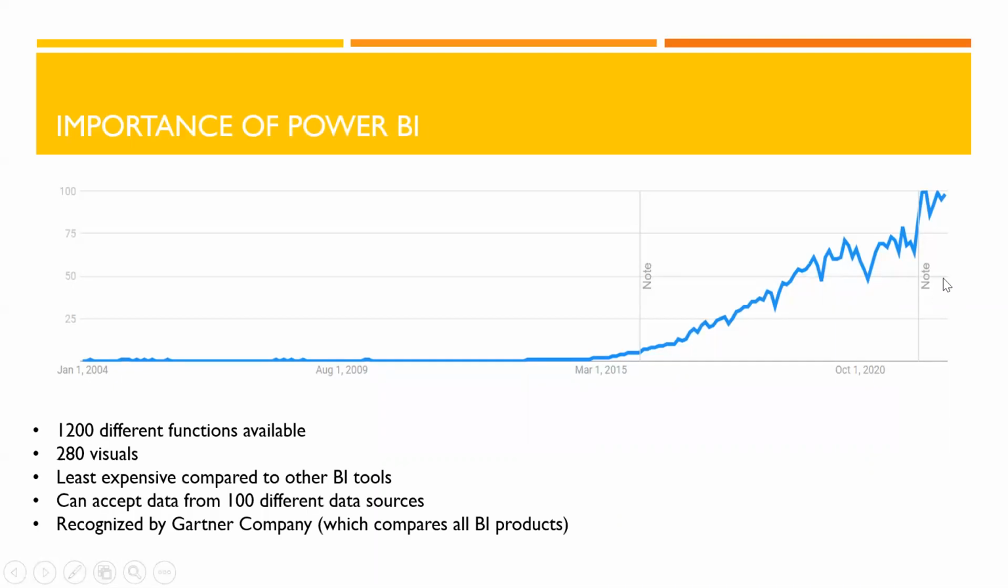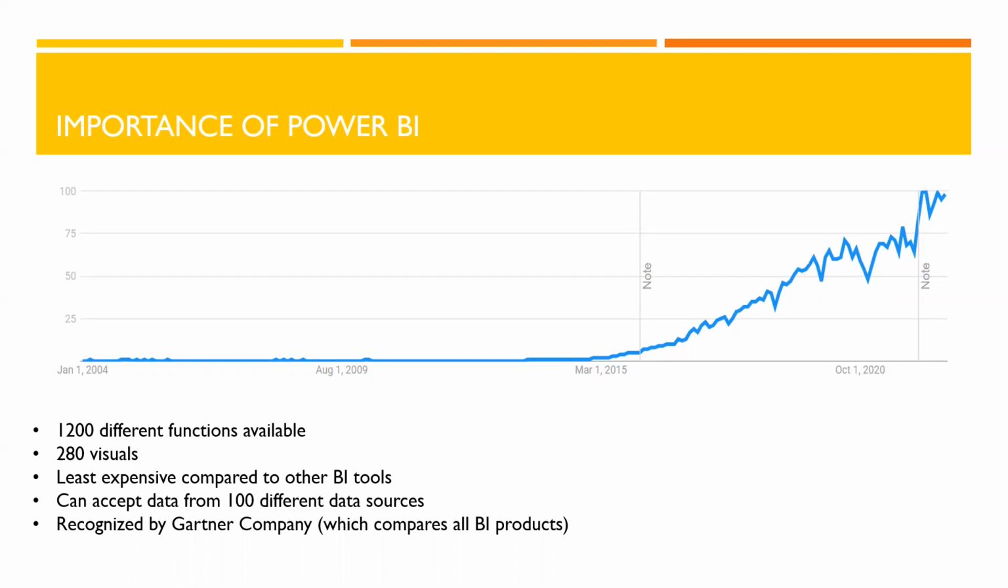Now, the rest of the features: you are able to use 1200 functions in Power BI. Like in Excel, there are some numerical functions like if, switch and all. Here also some DAX functions are there that you are free to use. Now, there are 280 visuals available in Power BI like pie chart, donut chart, bar chart, stacked column chart, ribbon chart, funnel chart. A lot of things are there. That you will know later.